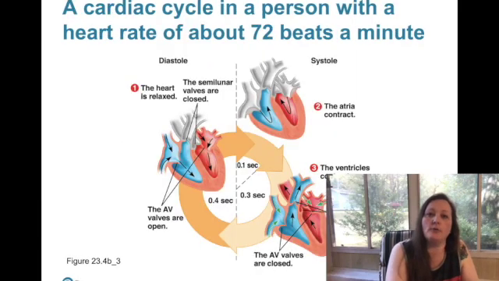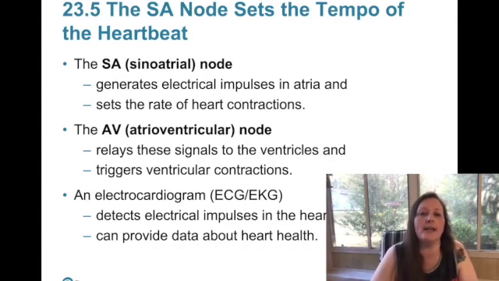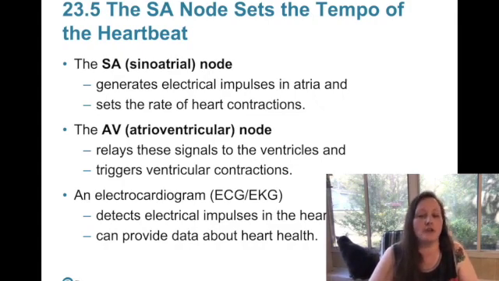This is trying to help you understand systole versus diastole. It's when very particular valves open and close. So we have our SA node and our AV node. The SA node generates electrical impulses in the atria and sets the rate of heart contractions. The AV node relays these signals to the ventricles and triggers ventricular contractions.